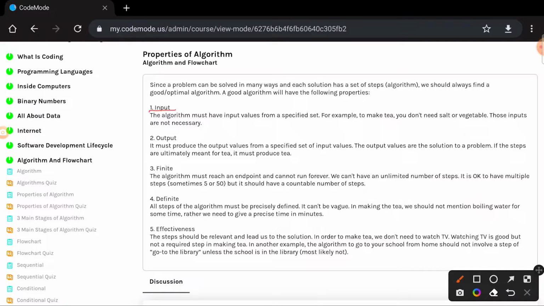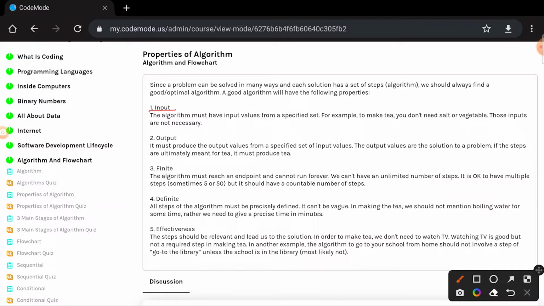That's important. But whatever it is, it is a finite set of input. You cannot have infinite number of inputs. Again, you don't want to include things that are not required in making the tea. For example, we don't need salt.